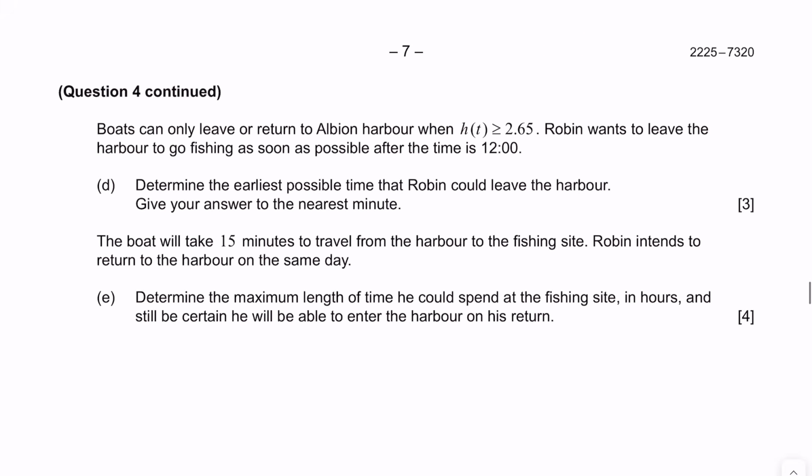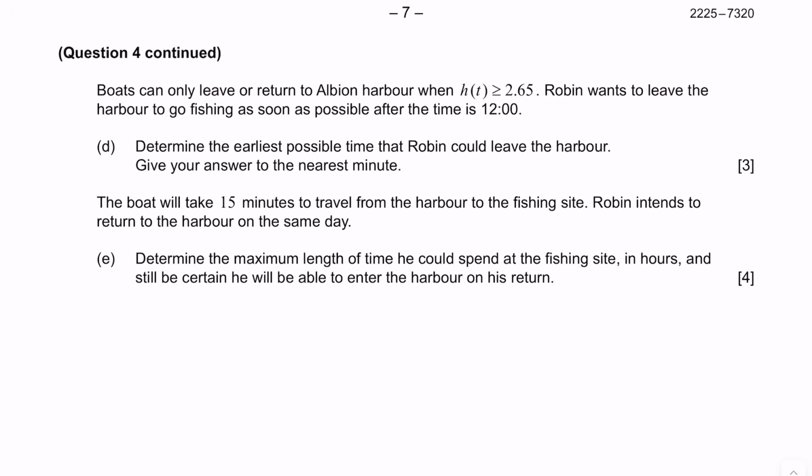All right, moving on. Boats can only leave or return to Albion Harbor when h of t is greater than or equal to 2.65. Robin wants to leave the harbor to go fishing as soon as possible after the time is 12. Determine the earliest possible time that Robin could leave the harbor. Give your answer to the nearest minute.